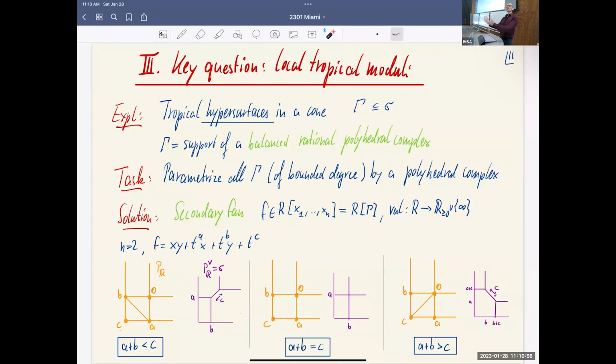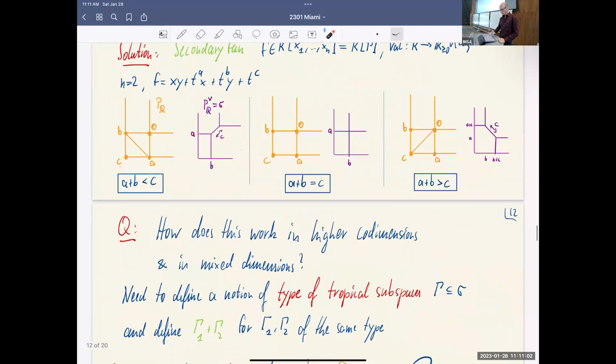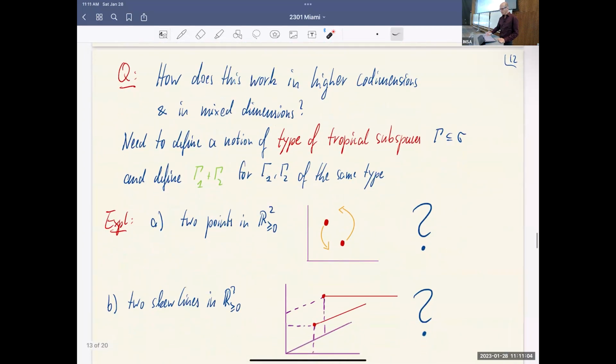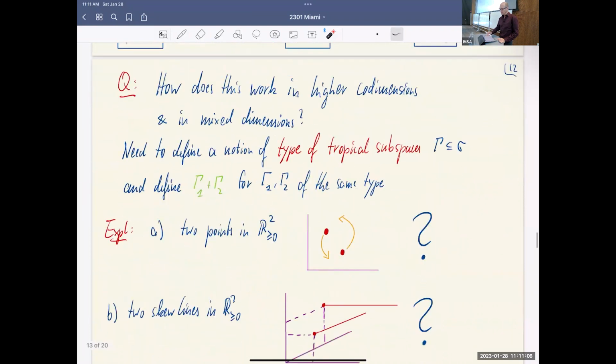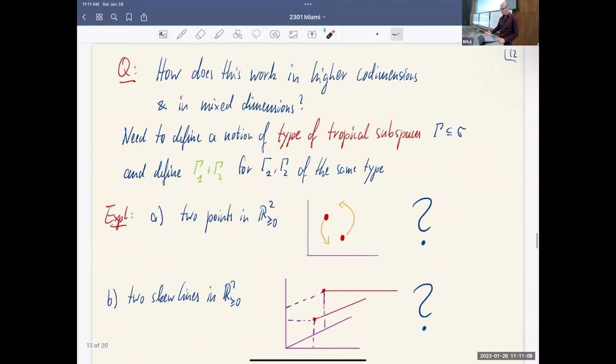Okay, so you would like to do something similar in higher dimensions. And now comes the very disappointing thing. So let me first say this thing here.